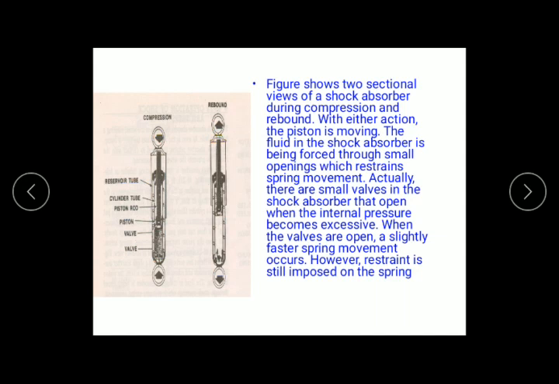The figure shows two sectional views of the shock absorber. The first figure is for compression and the second is for the rebound. In either action, the piston is moving, and the fluid in the shock absorber is being forced through a small opening which restrains the spring movement. Here there are small holes which restrain the spring movement.